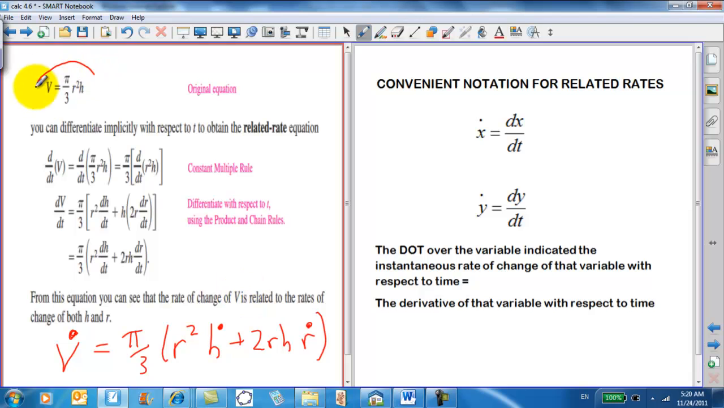And now you can compare that to the original equation. That related the variables, volume, radius, and height, and this is relating the rates: rate of change of volume, rate of change of height, rate of change of the radius with respect to time.